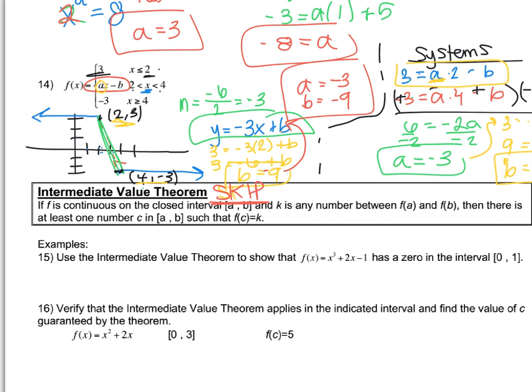All right, so that's it on Calc 1.4. You should be good to go to finish the homework assignment, and then we'll move on to 1.5 next time.